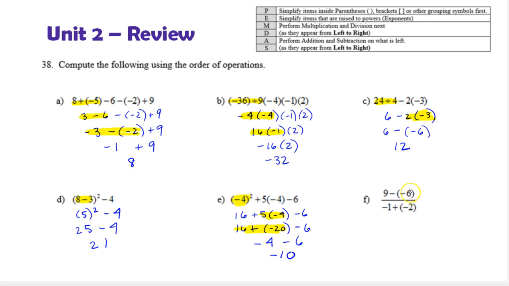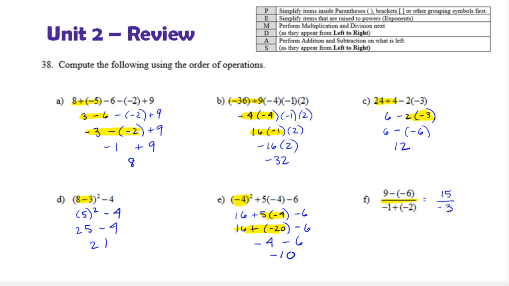And finally, for this problem, this is when we have the division again, where our last step is this division. So we're going to do everything on top, everything on bottom, and then we're going to divide. Okay. So let's do these to the right. There's only one operation on the top and bottom. 9 minus negative 6, well, that's the same as 9 plus positive 6, which is 15. And on the bottom, we have negative 1 plus negative 2, which is negative 3.